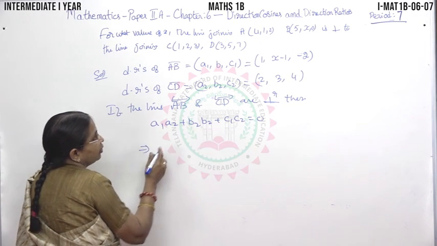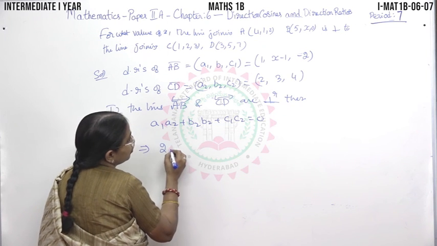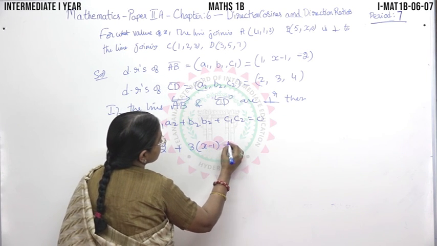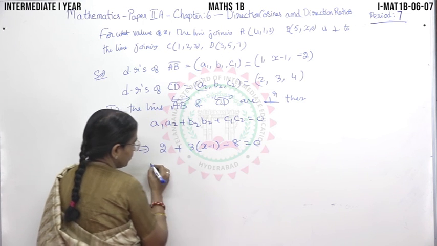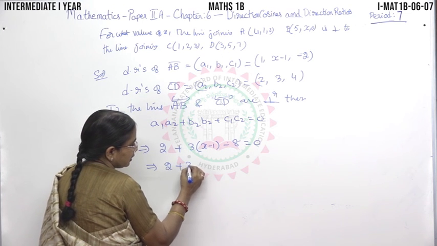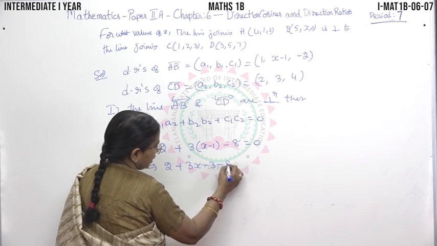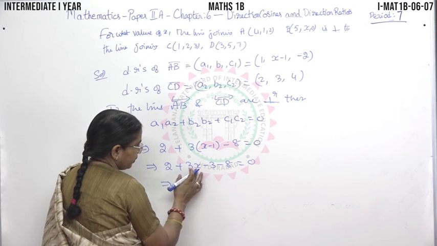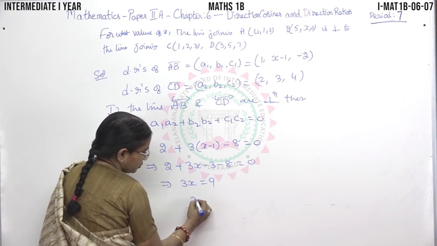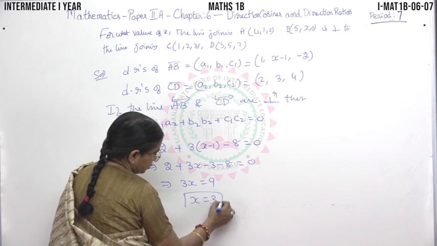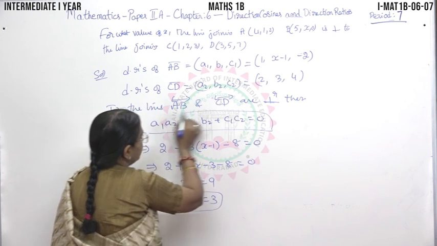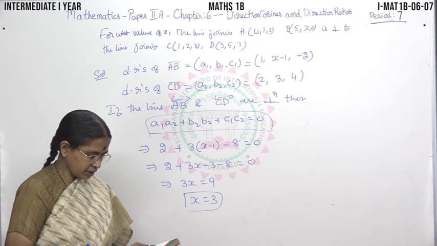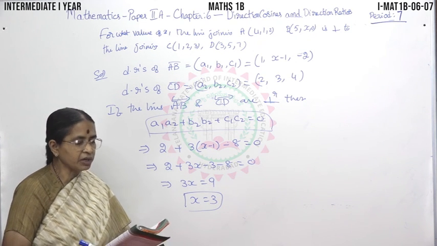So multiply 2 into 1, that is 2, plus 3 into x minus 1 plus minus 8 is equal to 0. So that means 2 plus 3x minus 3 minus 8 is equal to 0. So that means 3x is equal to 9. So x is equal to 3. So like this you do. Always write this formula. The formula carries 1 mark. So remaining examples also you can try on page number 146.